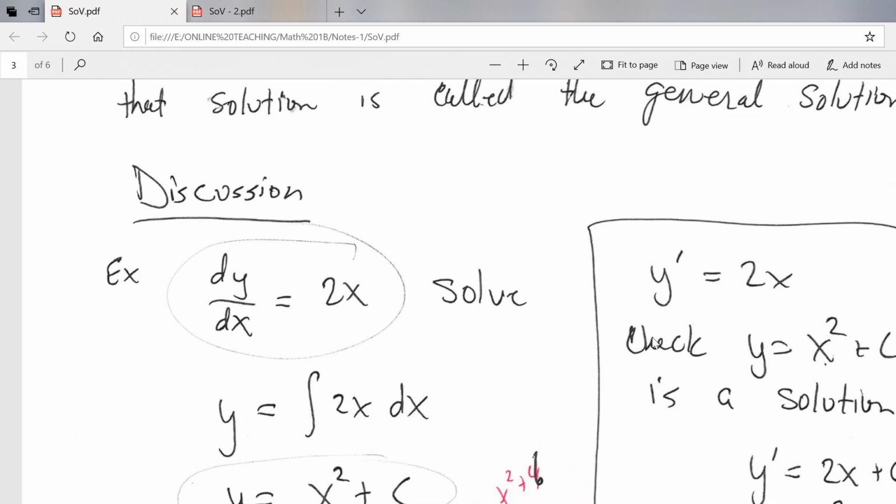Notice we could check, so we could check that that is a solution. So to check it, the derivative of that should be 2x. So if y prime is 2x plus 0, which is 2x, and so I get 2x equals 2x, so that checks out. So that is the solution to that differential equation. That's the easiest one to solve. When you know the derivative is a function, then what you want is the antiderivative of that function.